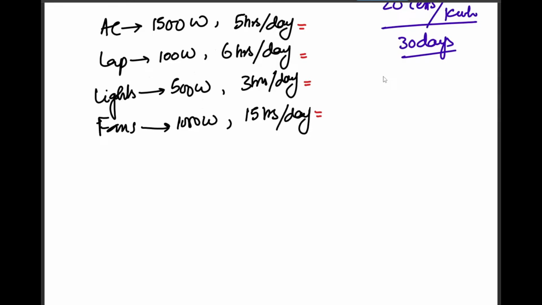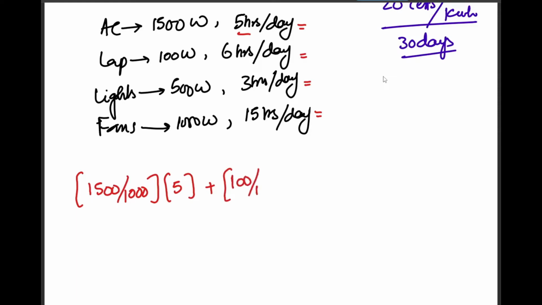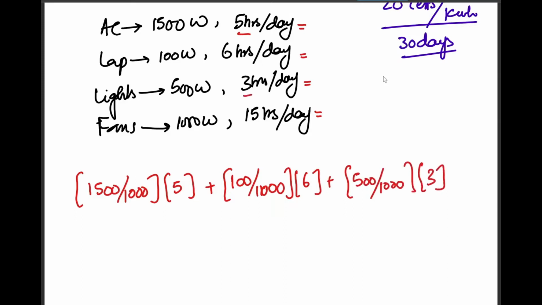So for the air conditioner, I'm writing this down directly. That is 1500 watts, so 1500 divided by 1000 multiplied by 5 hours per day. I don't need to convert that. Plus my laptop and chargers, 100 divided by 1000 multiplied by 6 hours consumption per day. The lights of my house are 500 watts divided by 1000 multiplied by 3 hours consumption per day.